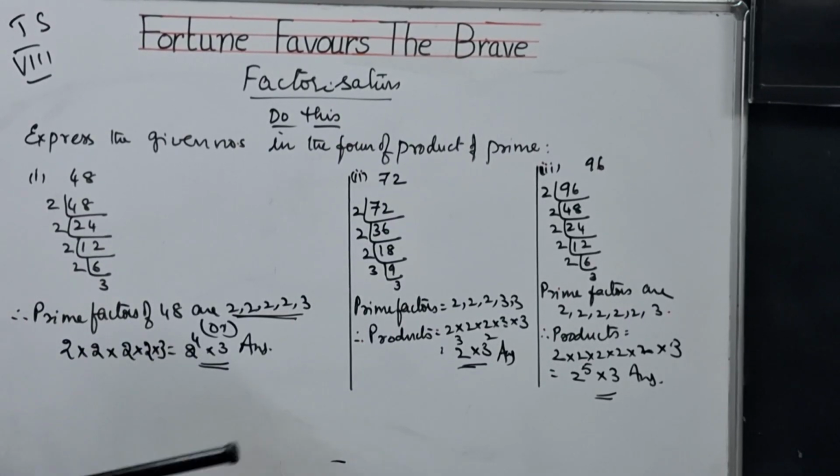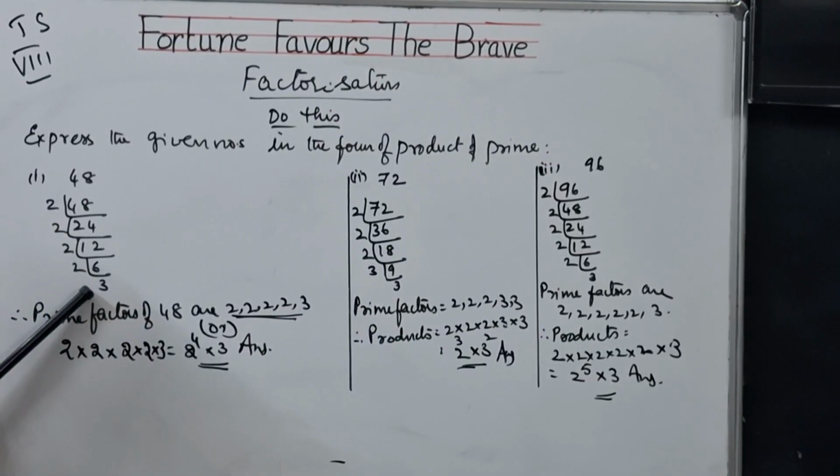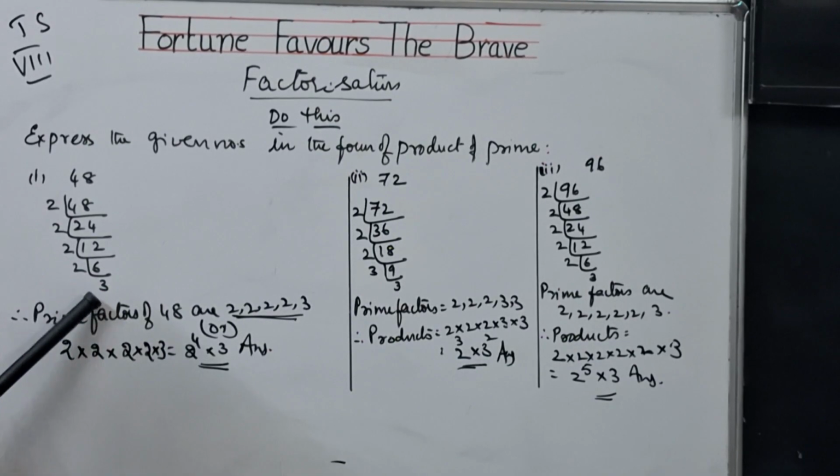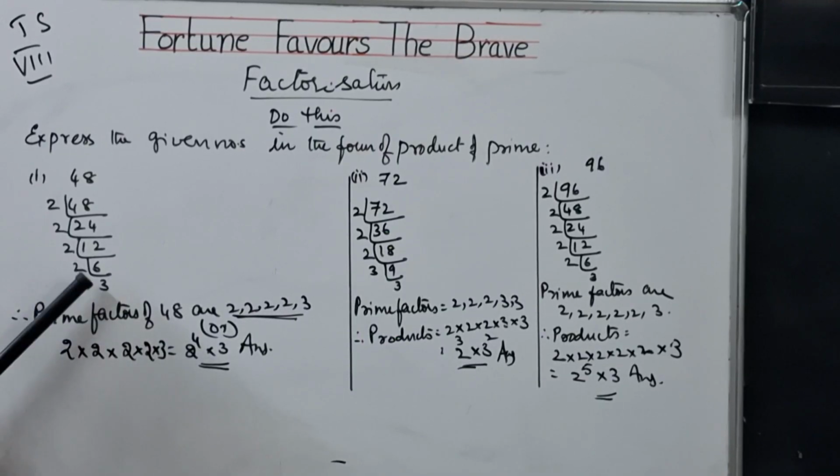So gradually you need to select only prime numbers here. You cannot go for the other numbers. I cannot write it as 3 into 1 because 1 is neither prime nor composite. So I should end it here itself. I am not supposed to continue it. I hope I am clear, children. Please note it down.